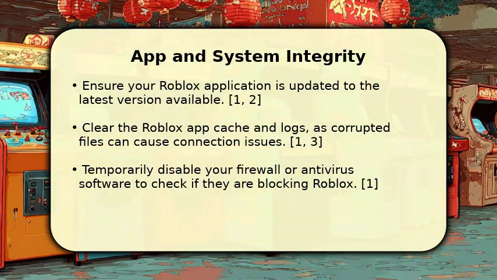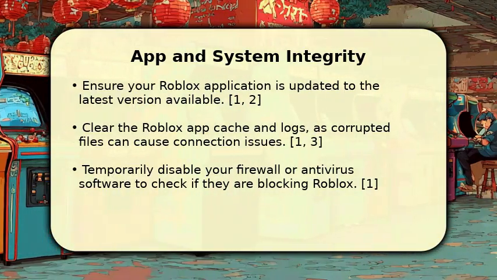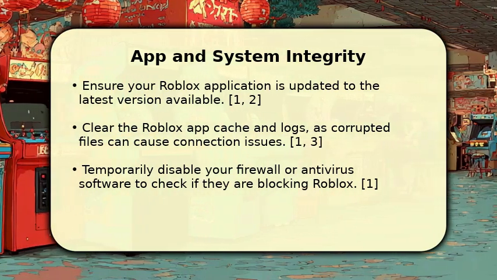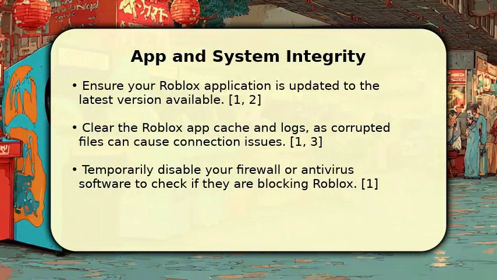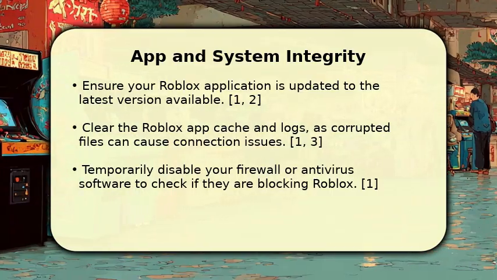Make sure your Roblox app is fully updated, as outdated versions can lead to compatibility problems and error 277. Clearing the application's cache and logs can also help, as corrupted game data is a common culprit. You can usually find these in your local app data folders.